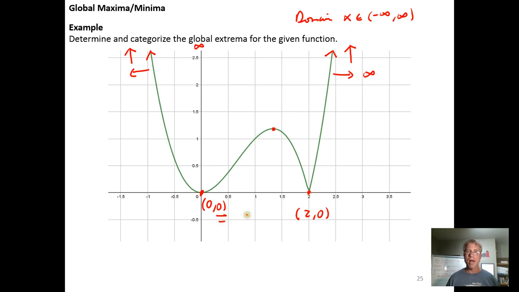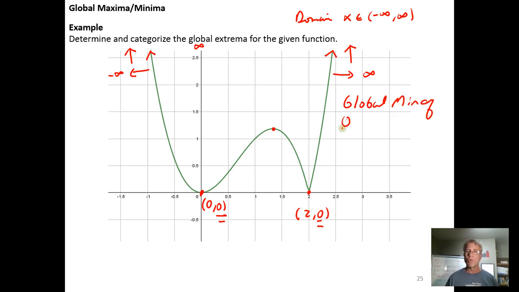However, it is also clear that these 2 points are both generating the smallest possible output that this graph gives me, because the graph is going up as we go towards infinity and towards negative infinity. The graph will not come back down and go below these 2 points. So we have a global minimum.